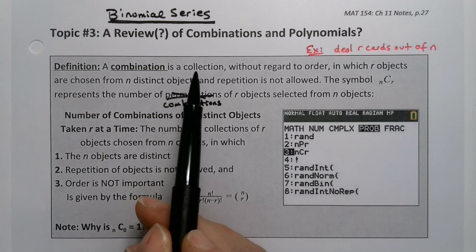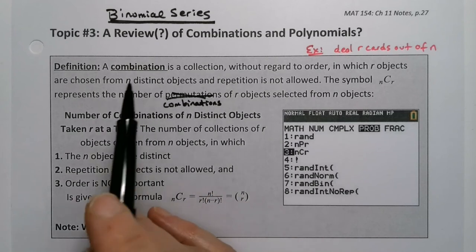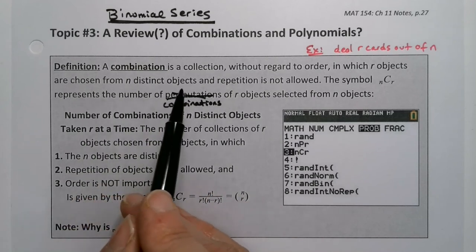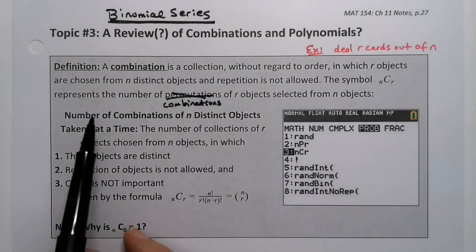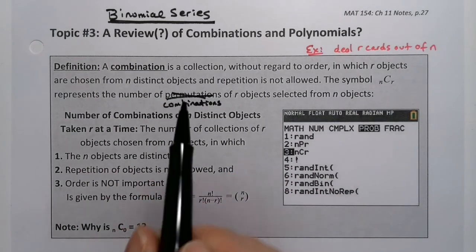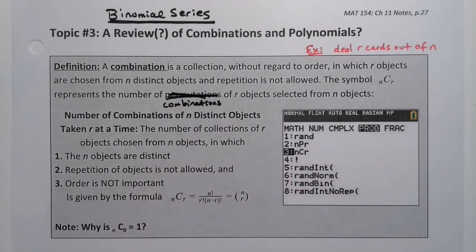A combination is a collection, without regard to order, in which r objects are chosen from n distinct objects and repetition is not allowed. The symbol nCr represents the number of combinations of r objects selected from n objects.